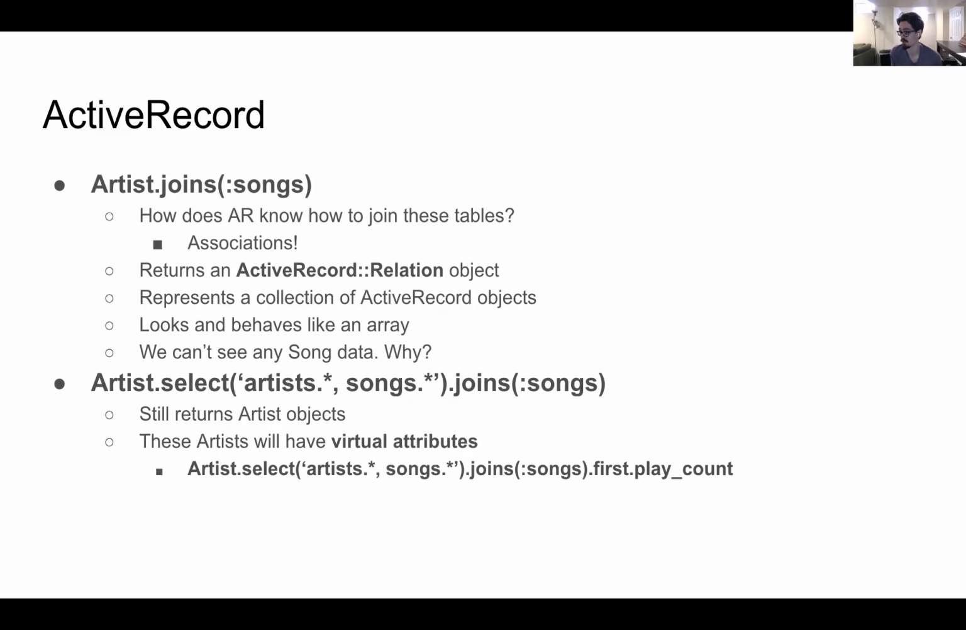Yeah, let's do some questions. Let's go to Aaliyah. Can you talk a little bit about when you would want to use artist.joins, since it's not returning any of the data from songs, it's just returning the data from artists? What's a case where you might use that over adding a select statement?